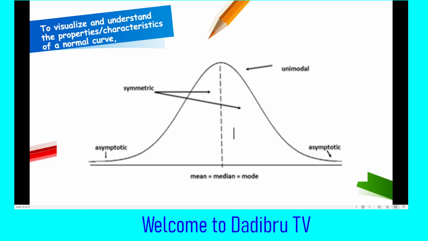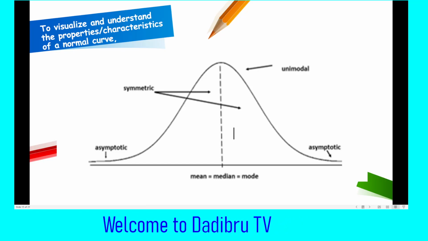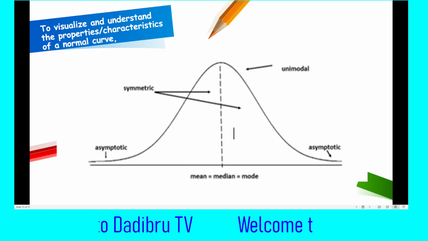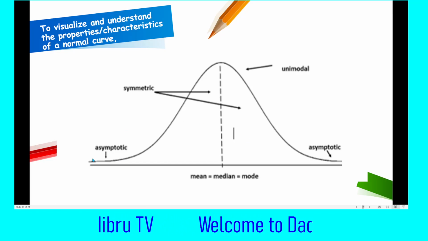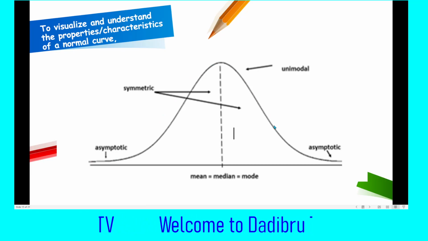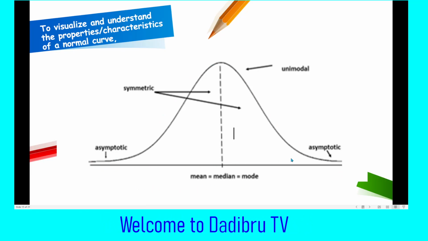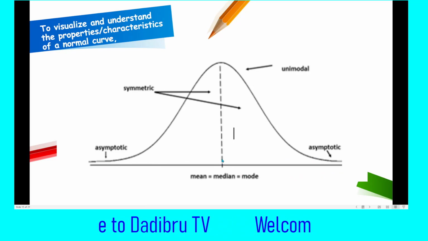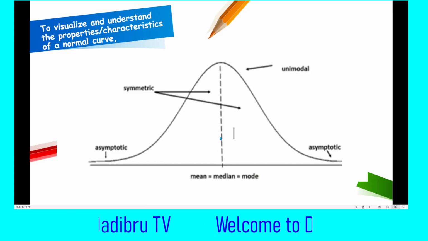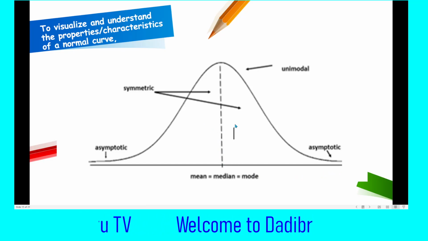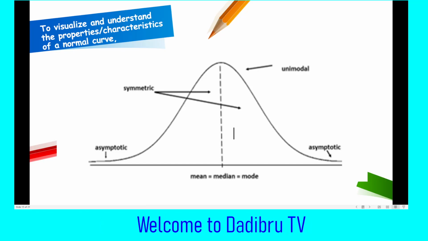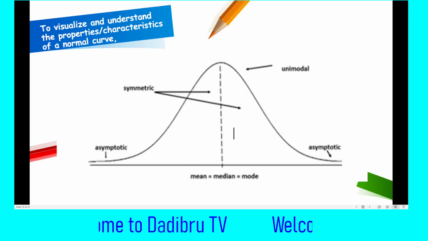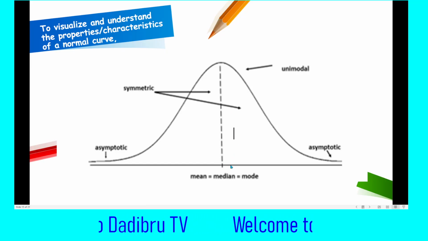In the figure, the mean, median, and mode are at the center. They are all equal. The normal curve is asymptotic to the horizontal line. It approaches but never touches it. In a normal curve, the left side and the right side are symmetric. And a normal curve is unimodal. Okay?